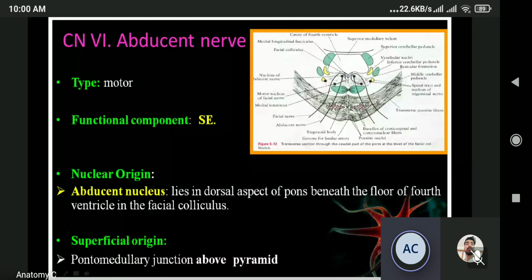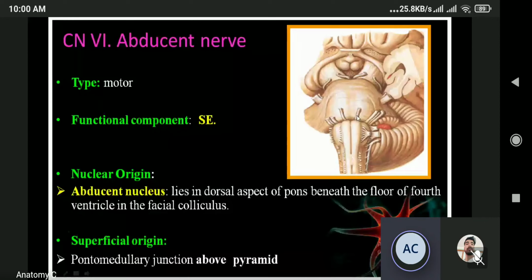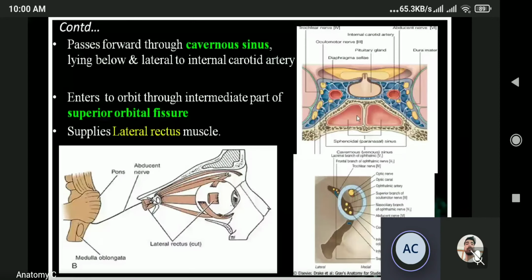Now the next one is the superficial origin. The superficial origin of the abducens nerve is at the pontomedullary junction, above the pyramid. So this is the abducens nerve. Now the course, it will also pass through the lateral wall of the cavernous sinus.